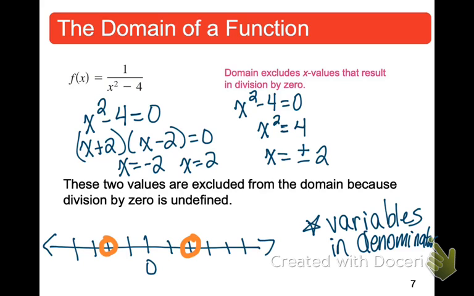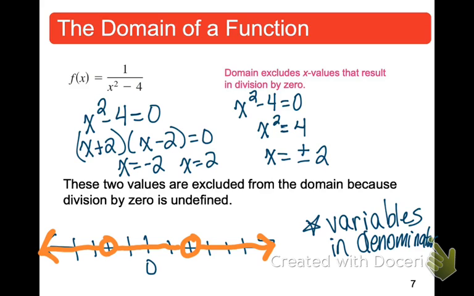Okay, now I can put any of these values in, and I'm going to get something that's defined. I'm allowed to put any of those numbers in. I'm also allowed to put any of these numbers in. Those are the numbers in between negative 2 and 2. Then I'm allowed to put all these numbers that are greater than 2 in.